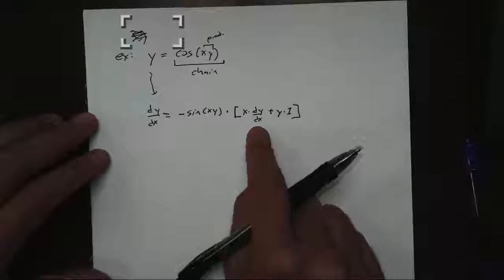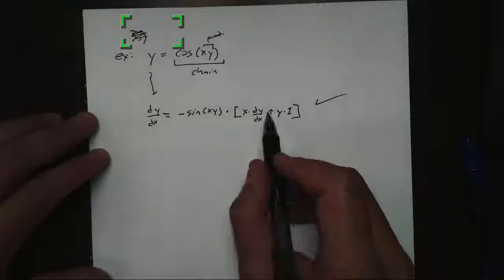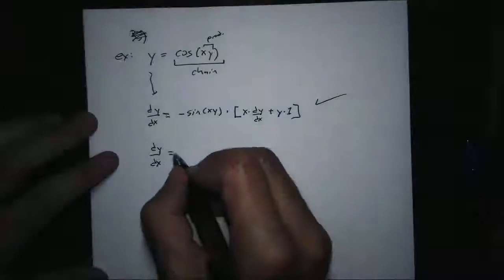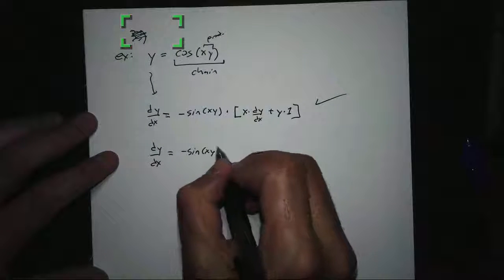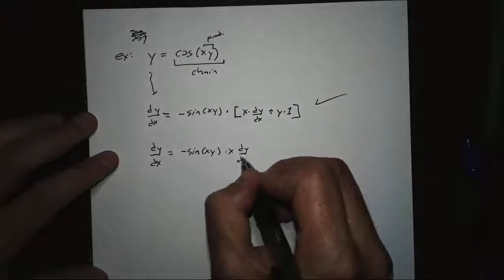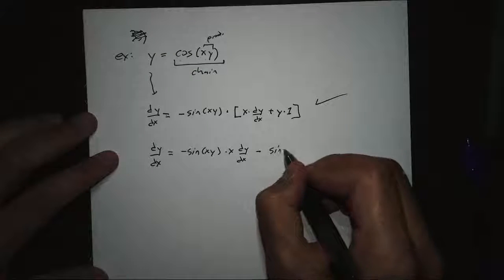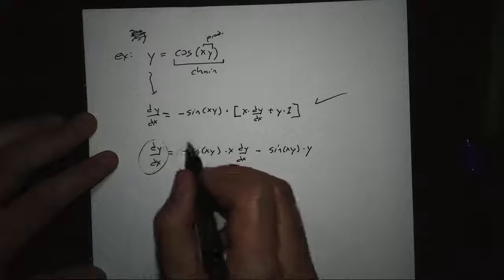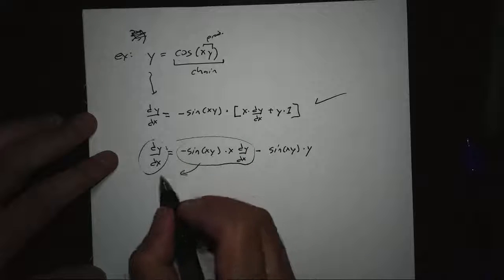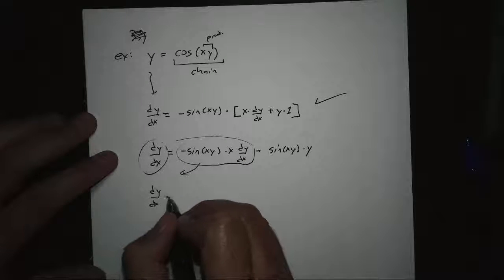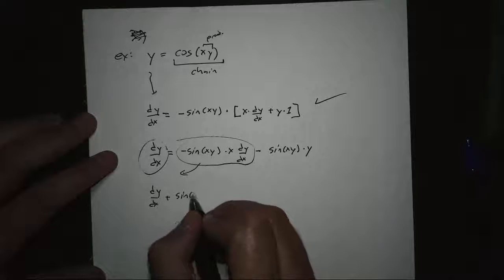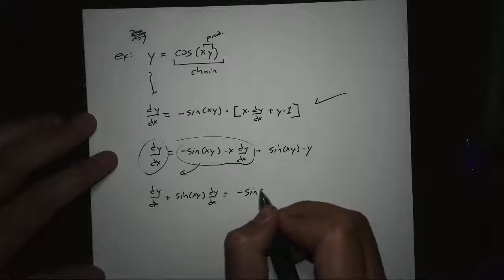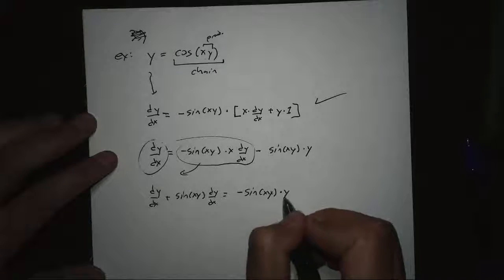Now, this is tough because now that's my derivative. Calculus done. I've got to find dy dx. So what am I going to do? I'm going to distribute. Dy dx equals negative sine of xy times x dy dx minus sine of xy times y. Anything with a dy and a dx has to be together. So I'm going to bring this dy dx over by adding it. So plus the sine of xy dy dx equal to negative sine xy times y.